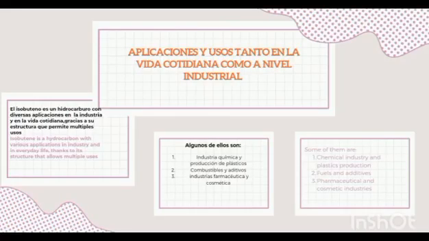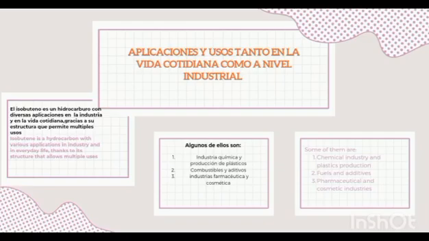Applications and use, both in everyday life and at industrial level. Isobutene is used in various applications in industry and everyday life. It tends to be used in structures that follow multiple uses. Some of them are: 1. Chemical industry in polymer production. 2. Films in habitats. 3.